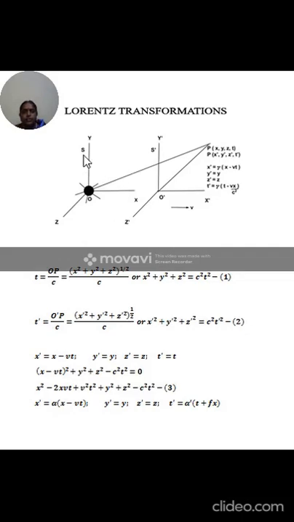Let us consider we have two frames of reference S and S prime. S is a frame which is at rest and S prime is a frame moving with a velocity v along the positive x direction relative to the frame S. Let t and t prime be the times recorded in the two frames. For our convenience, let us consider the origins O and O prime coincide at t equal to t prime equal to 0.